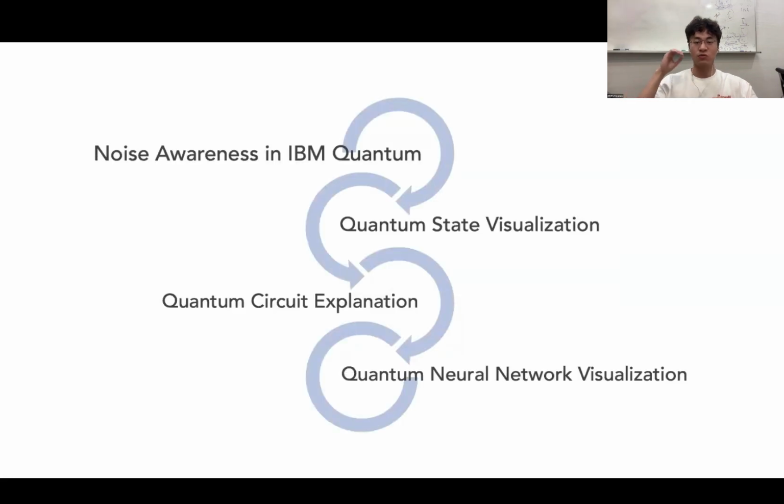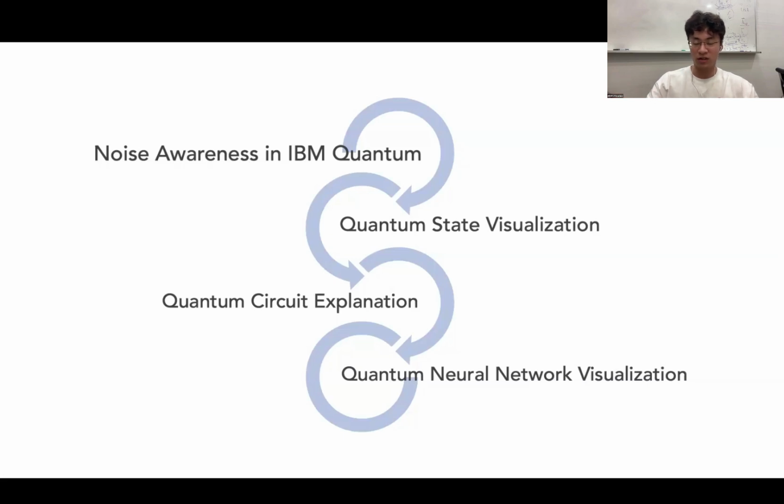So I'll start with four of my works, which are basically about visualization for quantum computing. But there are some differences between them. The first one, noise awareness in IBM Quantum, is a workflow for the users of the IBM Q platform. This work is not used to explain what a circuit is or how the quantum state evolves. It's for users to make the noise hidden in the qubits and quantum devices more transparent and make the workflow of the execution smoother.